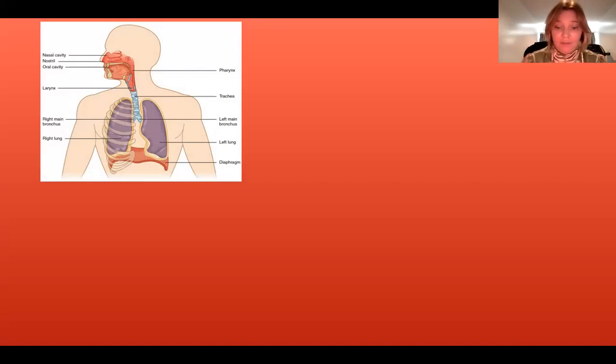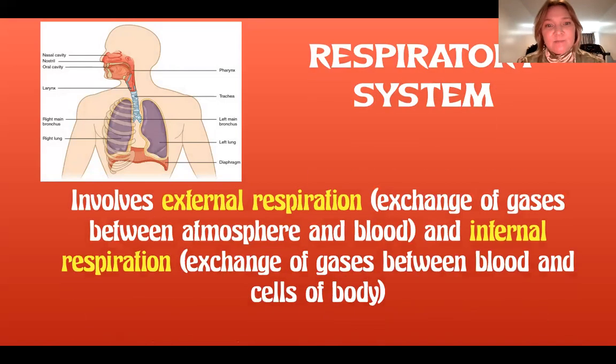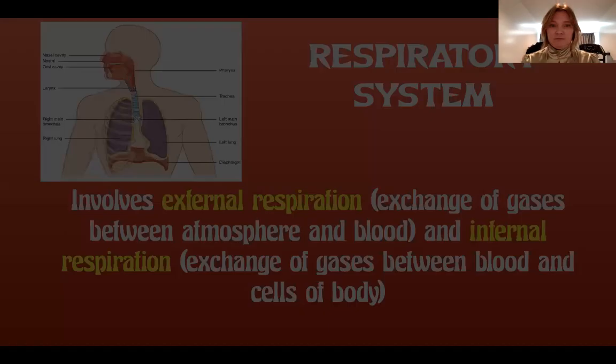Section 3, the respiratory system. Respiration involves external respiration and internal respiration. External respiration is the exchange of gases between the atmosphere and the blood. This occurs in the lungs. And internal respiration is the exchange of gases between the blood and the cells of the body. This happens at different places all over the body. So external respiration, internal respiration.